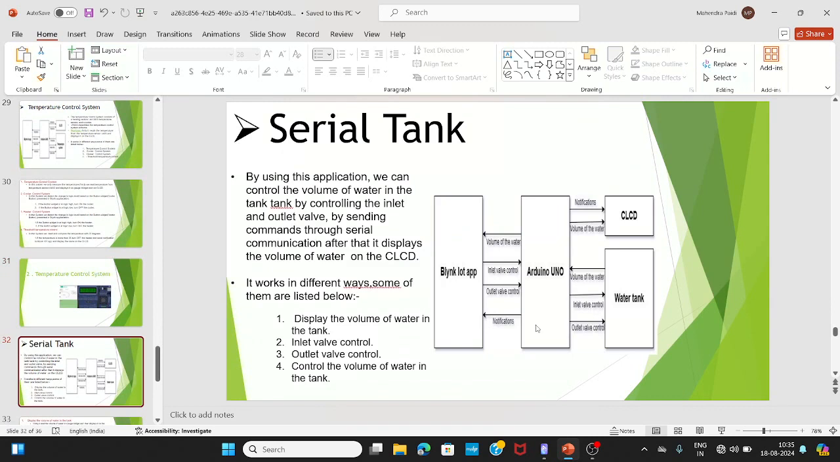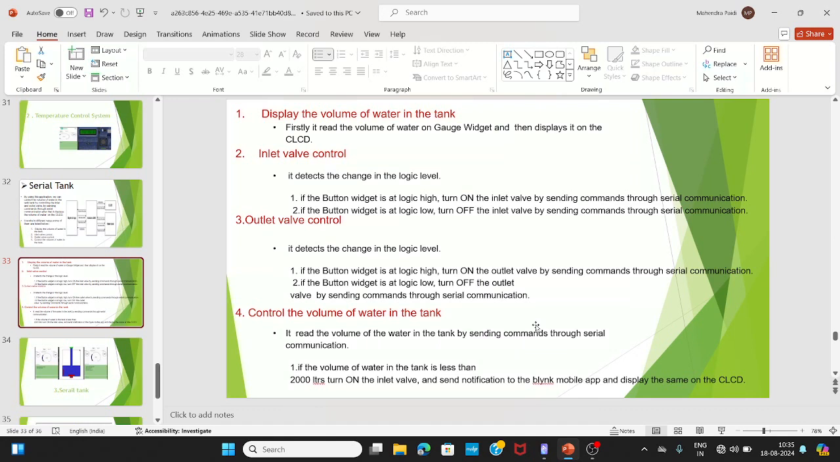Serial tank. By using this application, we can control the volume of water and we are able to know the volume of the water in the tank. First, it displays the volume of water in the tank. It reads the volume of the water on the gauge widget and then displays it on the CLCD.